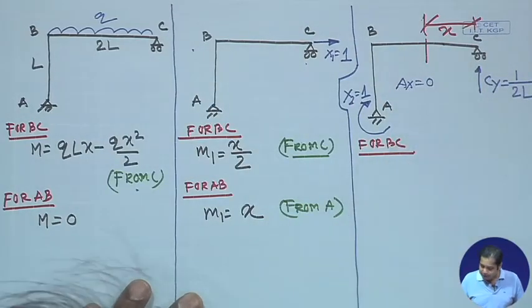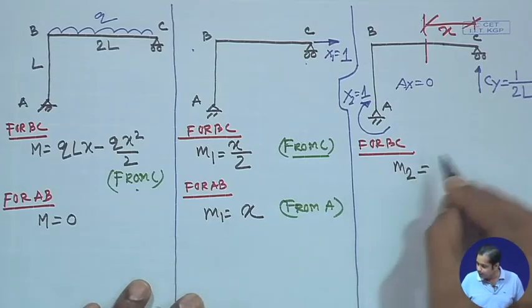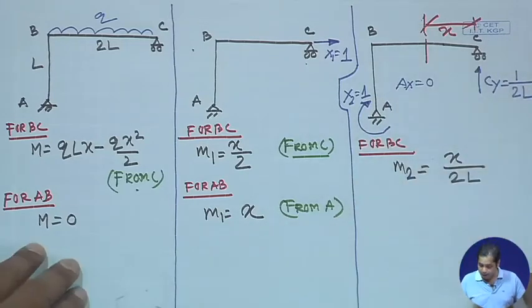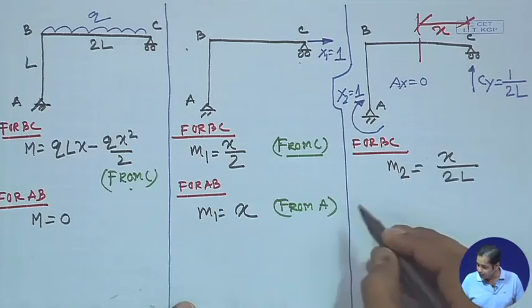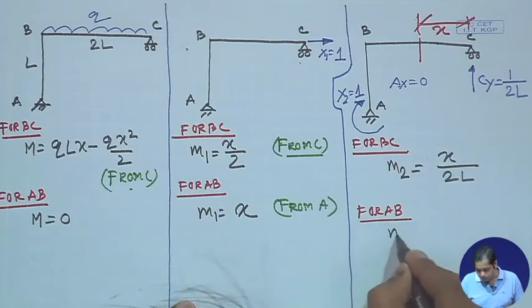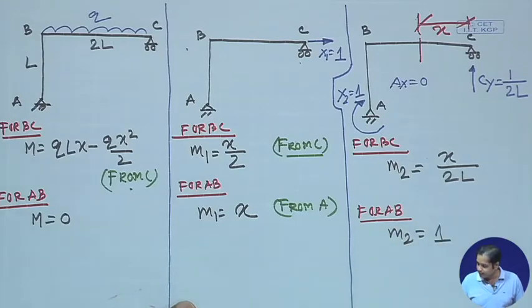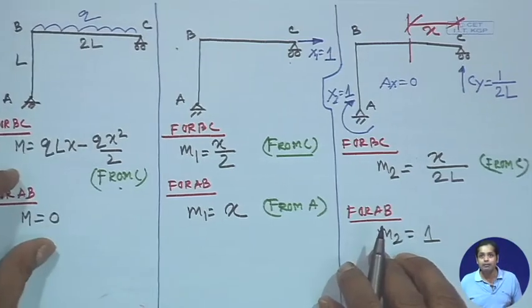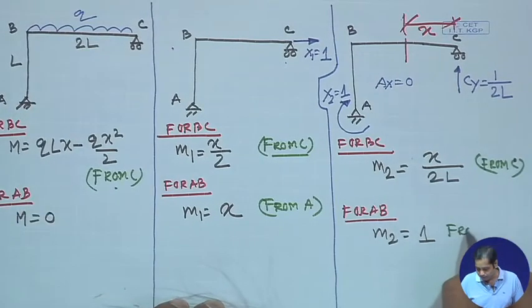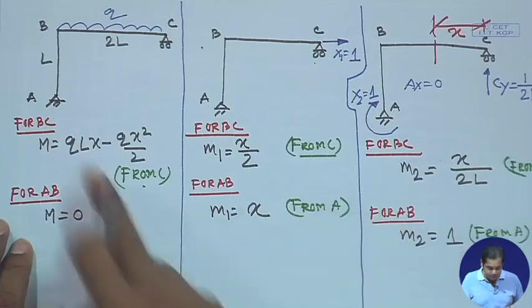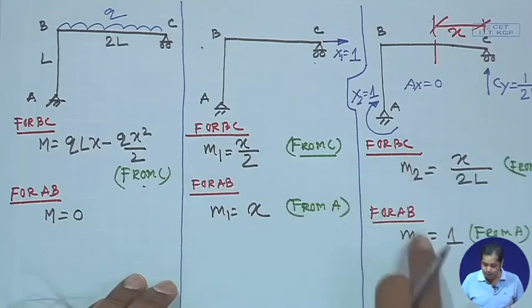So, for BC, M 2 will be x by 12, this distance x multiplied by 1 by 12, which is the reaction. And then similarly for AB we have M 2 is equal to 1. Here x is from C, and in this case it is from A. So, we have already obtained all the expressions for bending moment, capital M, M 1 for the first redundant and M 2 for the second redundant.